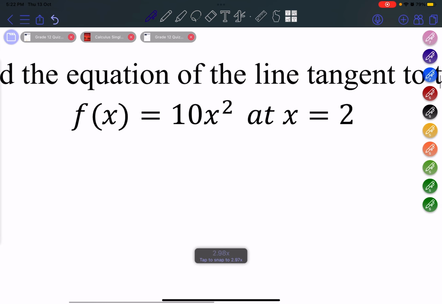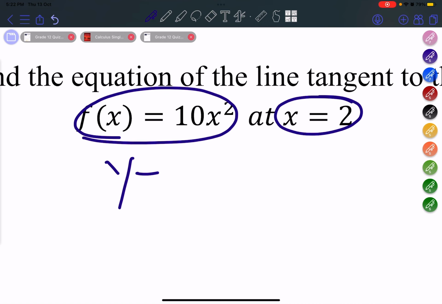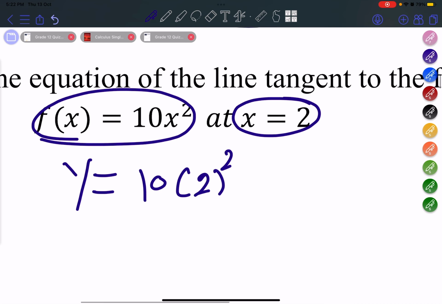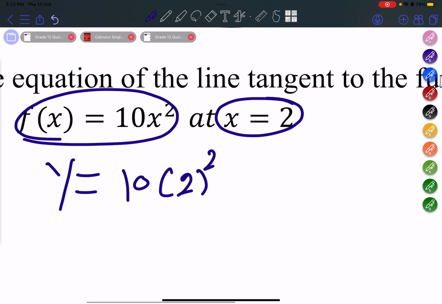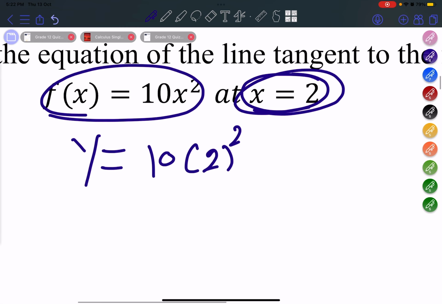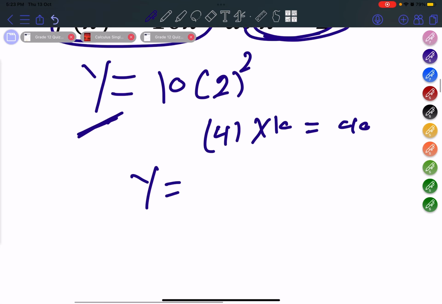So to find y, this is the value of y basically, and they gave us a value for x. So we will write here 10 times 2 to the power of 2. The difference between this step and the first step was, in the first step we had to get the derivative, then sub in the value of x, but this time we will sub in the value of x right away in order to find y. So 2 power 2 will be 4, times 10 will be 40, so y is equal to 40.